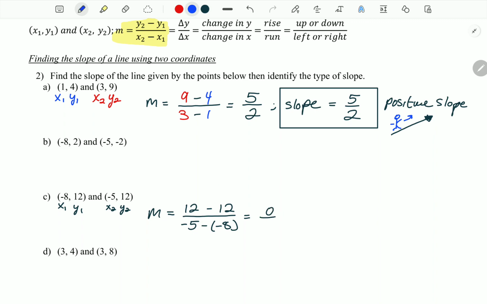You have 2 negatives next to each other. 2 negatives next to each other makes a positive. So that becomes -5 plus 8. You owe your bank $5. You deposit 8 into your account. You paid off your debt and you have $3 extra in your account now. 0 divided by 3 is 0. The slope is 0. And when you have a 0 slope, this is a horizontal line.